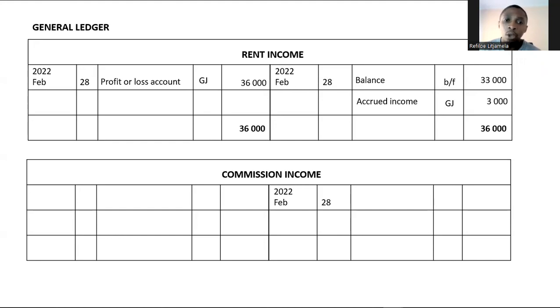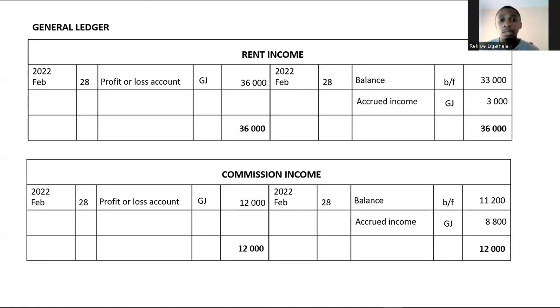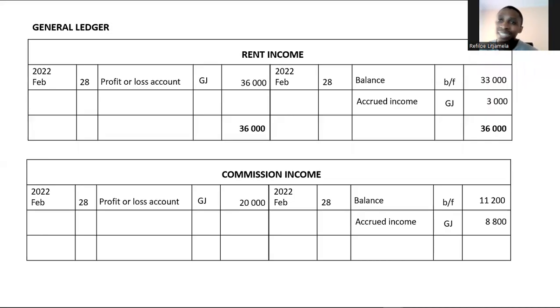And also we had commission income of 11,200. We took it up by 8,800, and it went up to 20,000. Actually, our commission income didn't go up to 12,000. It went up to 20,000, because when I add that 11,200 with 8,800, it does give me 20,000. Now, in our profit or loss account, which is the same as the statement of profit or loss, we will have 20,000 plus that 36,000, which in the statement of profit or loss we said is our operating income. So our total operating income will be 36,000 plus that 20,000, right?